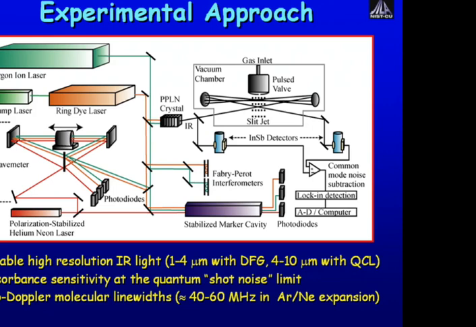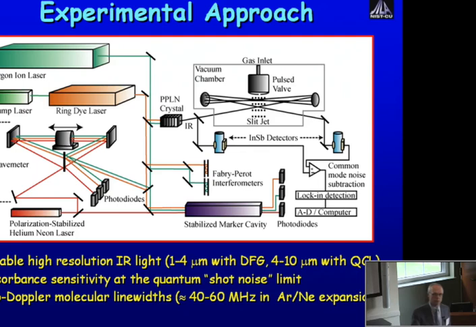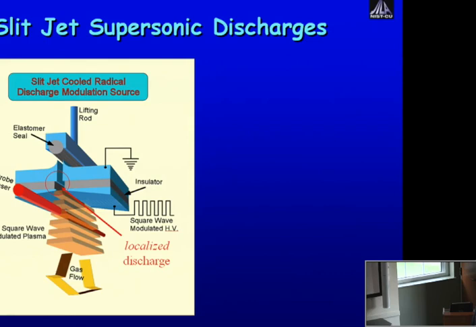And what makes this work really is the ability to look at absorption spectroscopy essentially at the near quantum shot noise limit. That is to say, really limited by the statistics of how photons arrive on a detector. So let me just show you a little bit about our discharge. It's really just the fact that it's a slit and a discharge that ends up being so critically useful for us as spectroscopists in the infrared.